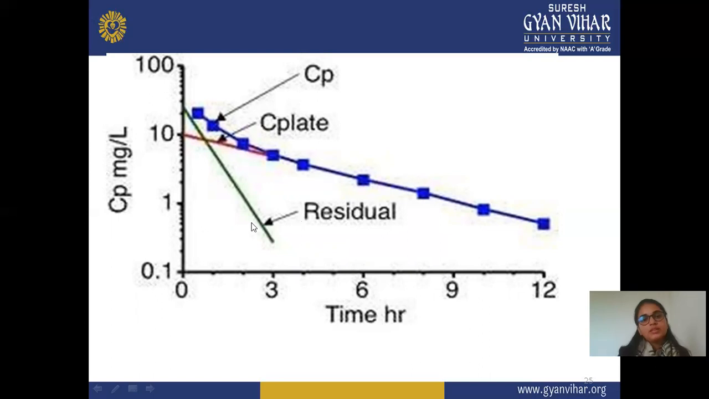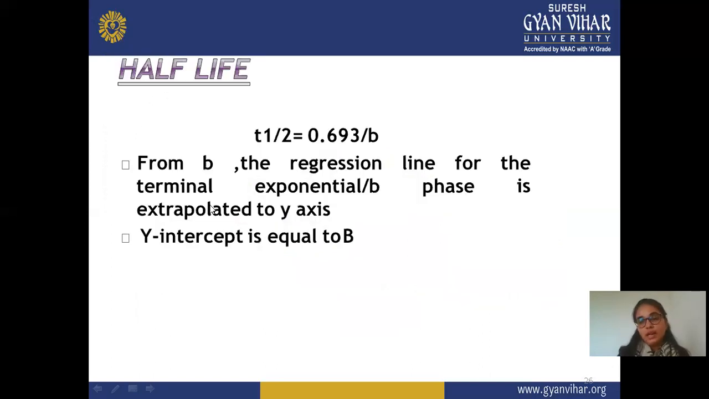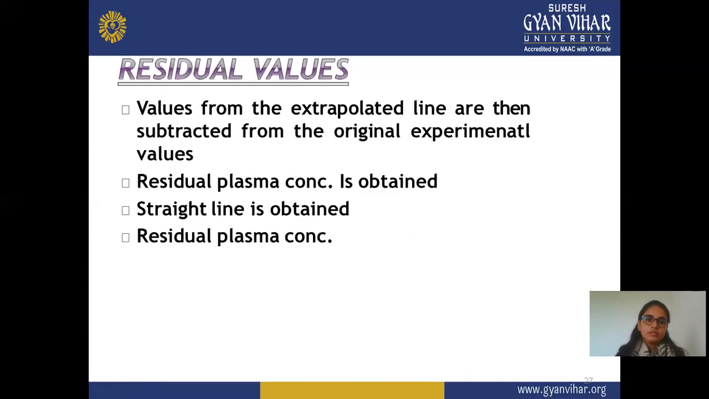So in this plot, this is the residual and this is the Cp, or concentration of that particular drug in plasma. Next is half-life. So in this, t half is equal to 0.693 divided by beta. This is the value for the half-life of your drug. And in this, for the beta phase, regression from the line of the terminal exponential decline is extrapolated to the Y axis. And the intercept is equal to B.